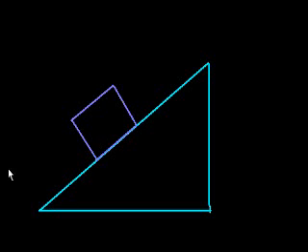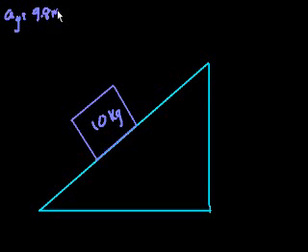So I have a block on an inclined plane, and let's say that this block is 10 kilograms. And for simplicity's sake, I'll assume that the acceleration of gravity, instead of 9.8 meters per second squared, is approximately 10 meters per second squared. I'm going to do that in general in all of the physics videos, just because it makes the math easy and we don't have to get a calculator out.